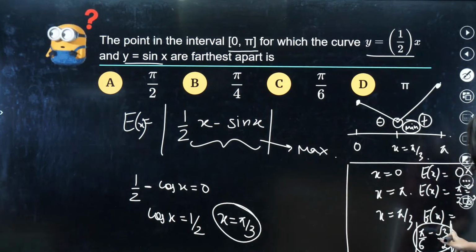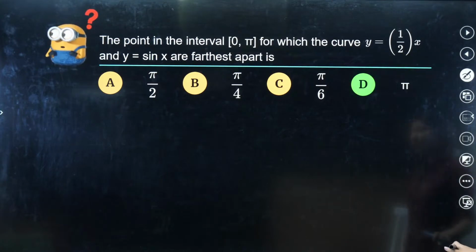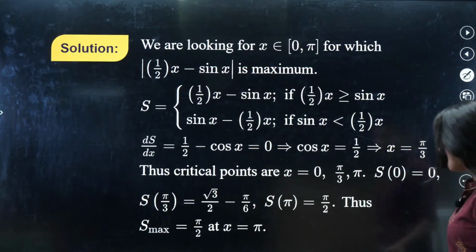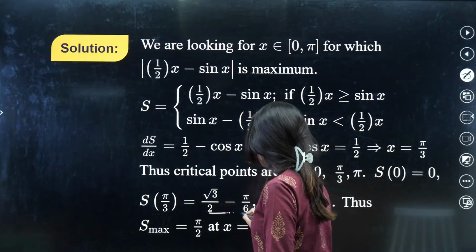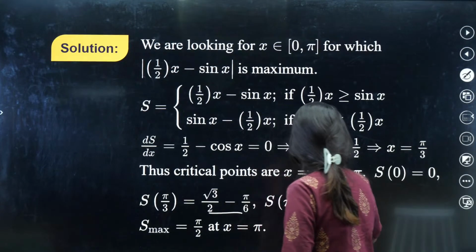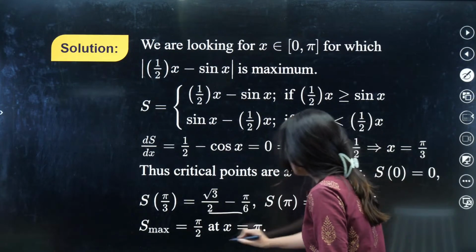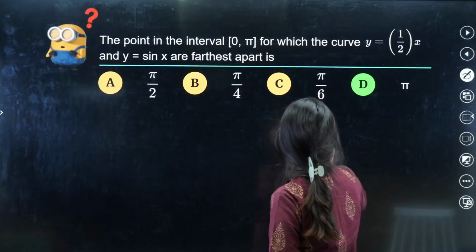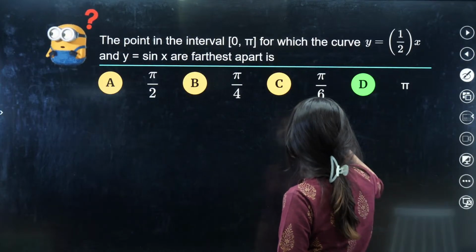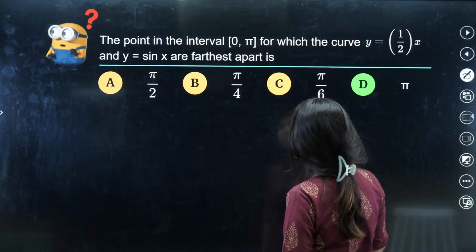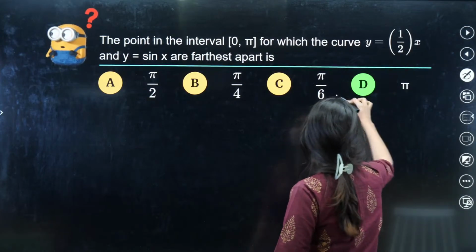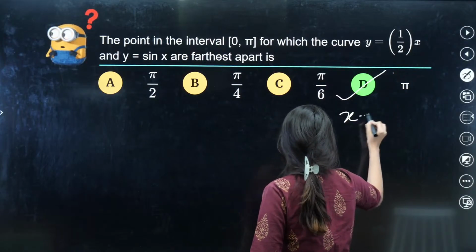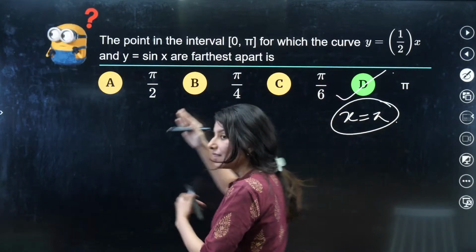Pi by 6 minus root 3 by 2. Can someone tell me the numerical value of this? Yes, I am talking about the maximum. So this is actually root 3 by 2 minus pi by 6. If you compare these two values, pi by 2 will be the maximum. So pi by 2 will be the maximum value. So the point in the interval for which the curves are farthest apart is option D, pi. At x equals pi, we are going to get that farthest value.